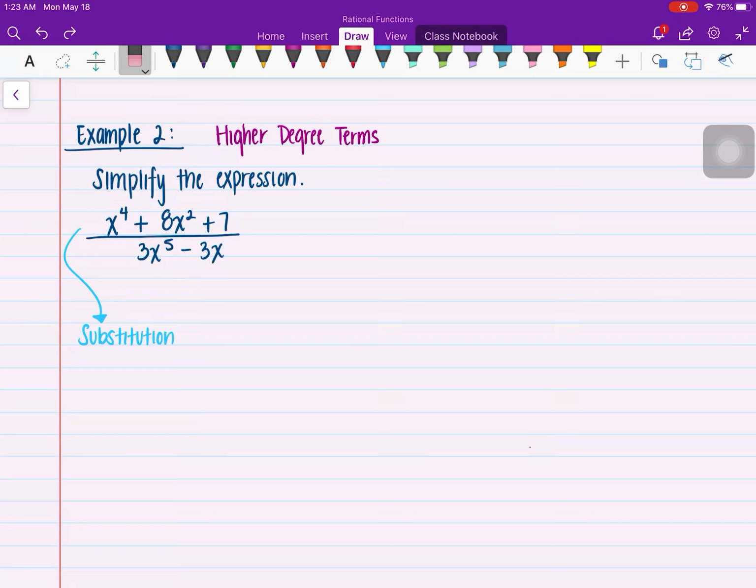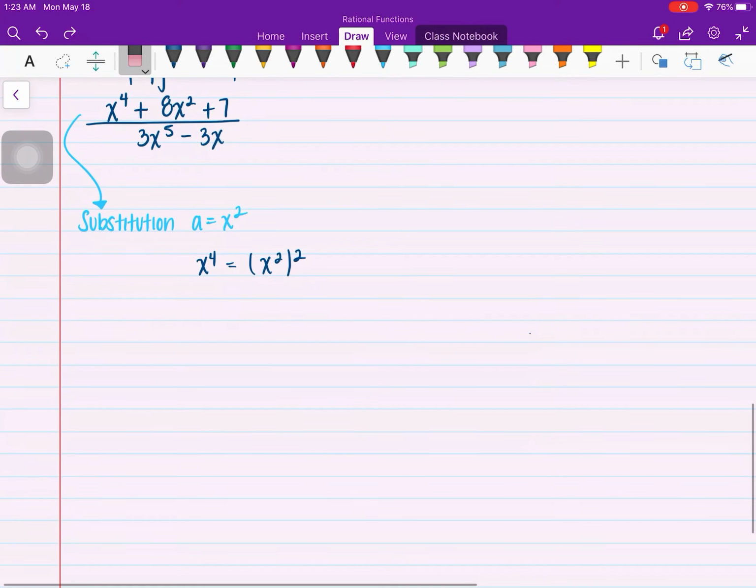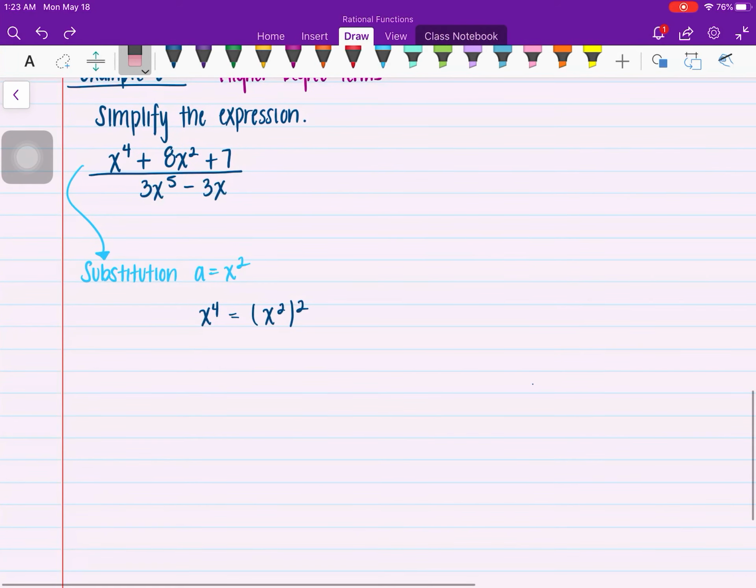Now, when we do substitution, we're basically choosing another variable to represent, for example, our degree x to the fourth or a smaller degree. So for example, in this case, I can say that a is going to represent my x squared. And if I do that, then that's basically telling me that if I rewrite x to the fourth, it could be expressed as x squared to the second power, which means that wherever I see the x squared, I'll go ahead and replace it with the a.